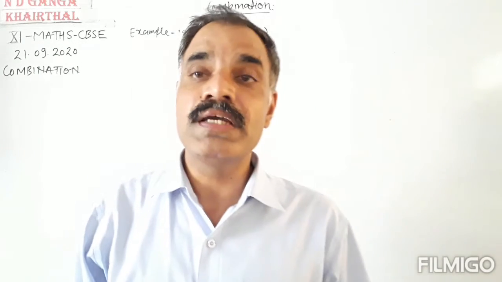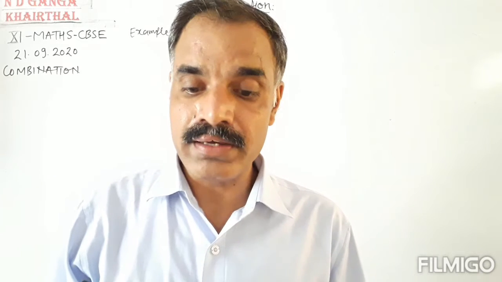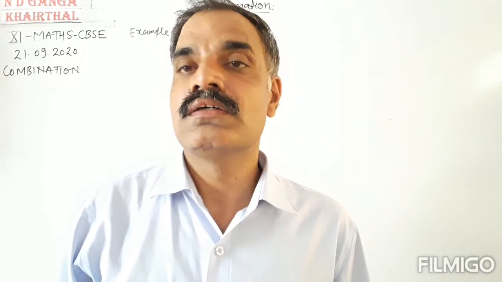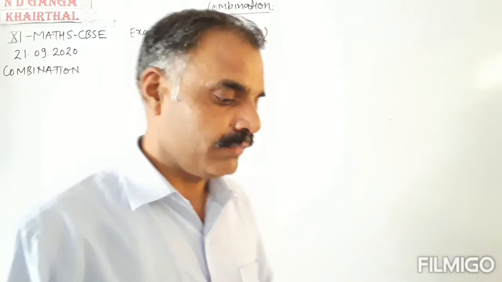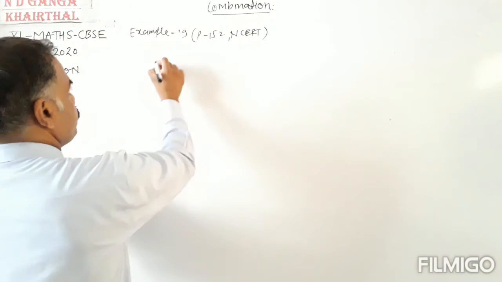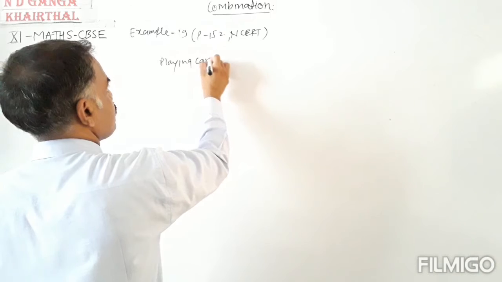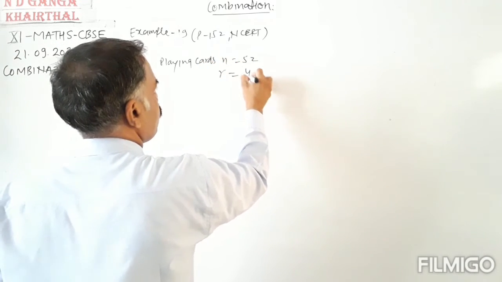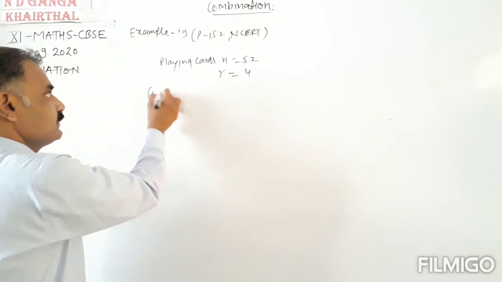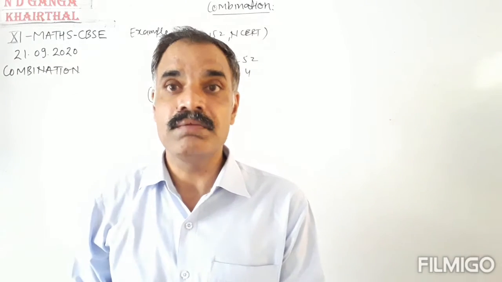of choosing 4 cards from a pack of 52 playing cards? Total 52 playing cards are given and we have to choose 4 cards. That is n equals 52 and we have to choose 4 cards. The question has five parts.